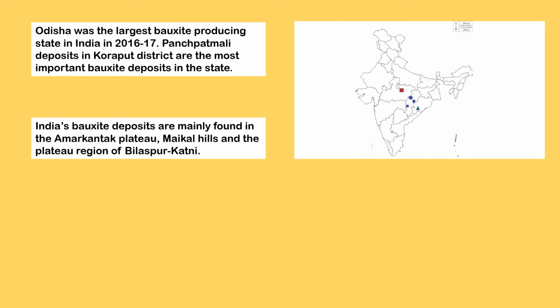Now let's learn about the bauxite producing states in India. Odisha was the largest bauxite producing state in India in the year 2016-17. Panchpatmali deposit in Koraput district is the most important bauxite deposit in the state. MCQ question. Again, very important. India's bauxite deposits are mainly found in Amarkantak Plateau, Maikal Hills and the plateau region of Bilaspur-Katni. So children, please practice. Take a printout of the map and practice.